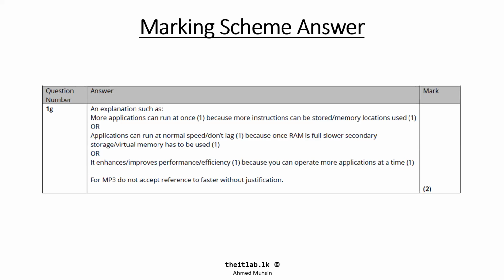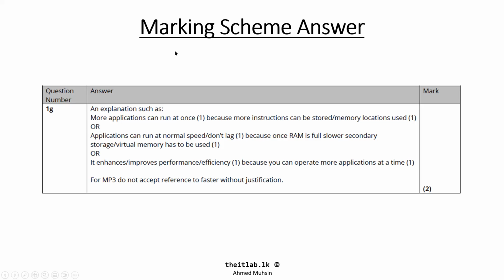If you look at the marking scheme answer I have also attached over here, this is what the examiner expects from you. You should be able to say more applications can run at the same time because more instructions can be stored in the memory. So applications can run at a normal speed. It will not get stuck. It will not start lagging. Because if you have a small capacity of RAM, then what happens? Virtual memory is created. When virtual memory is created, the computer becomes very, very slow. So these are some of the marking scheme answers.